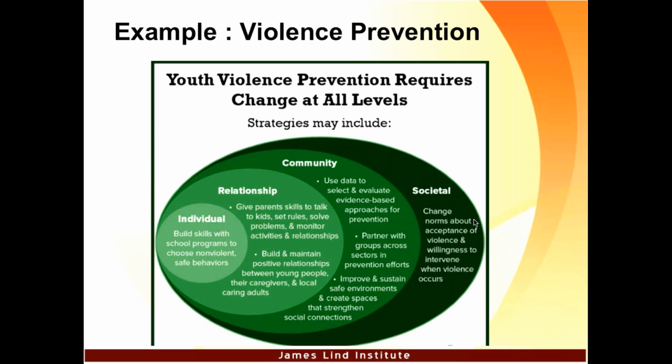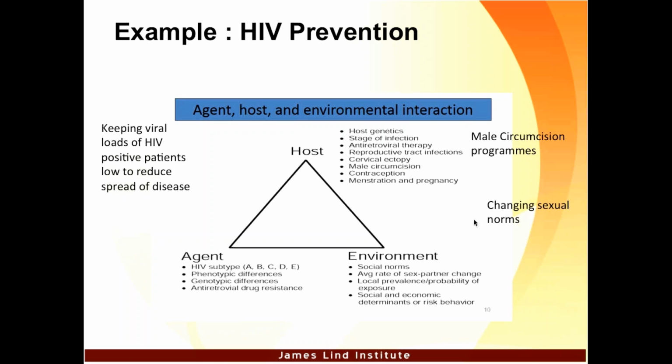Okay, so let's have a look now at the epidemiological triad and an example there of how one would go about prevention. From the agent side, the agent in HIV is obviously the HIV virus itself. One intervention here might be keeping the viral loads of HIV-positive patients low to reduce the spread of disease. So how would we do that? We make sure the people who are HIV positive are in treatment. That way, if they do have unprotected sex with somebody, at least their viral load will be low, which might prevent that person from becoming infected by the virus.